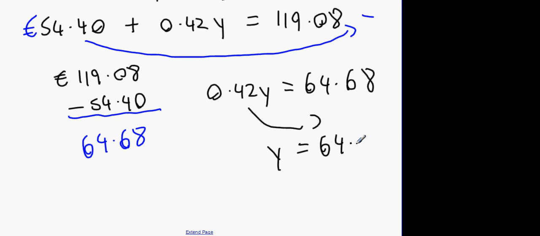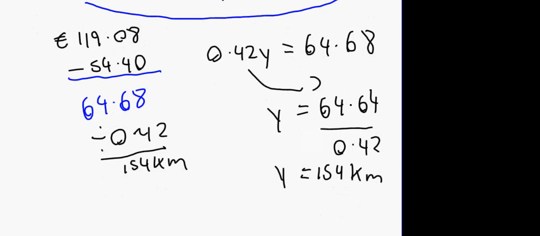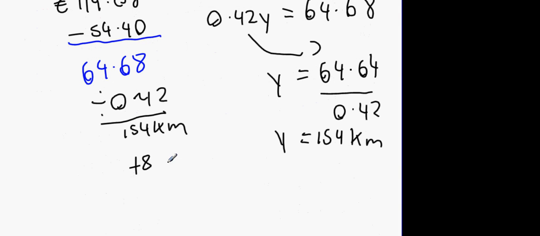I tell you to bring the 0.42 down and divide by 0.42, and that's actually what we're doing the other way as well. Divide 54.68 by 0.42 and you get 154 kilometers. So y equals 154 kilometers. Remember, you went 154 kilometers more than 80, so add on 80 at the end and you get 234 kilometers, and this one here is 234 kilometers.